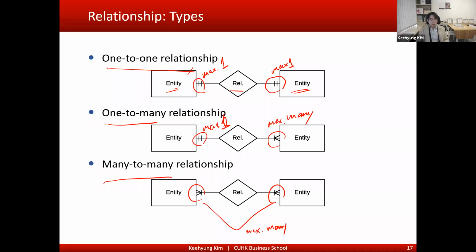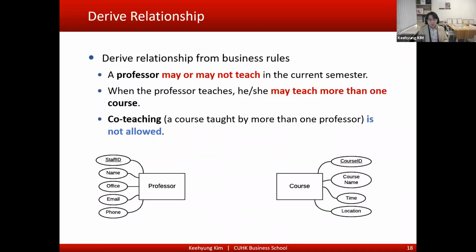So let's talk about how to derive a relationship from business rules and how to define the cardinality from the business rules. Let's look at this example again. This is the example that I showed earlier based on the business event, which is teaching in a university. Based on the business rule, we are able to infer 2 entities, professor and the course. And for the 2 entities, we can identify multiple attributes which belong to each entity.